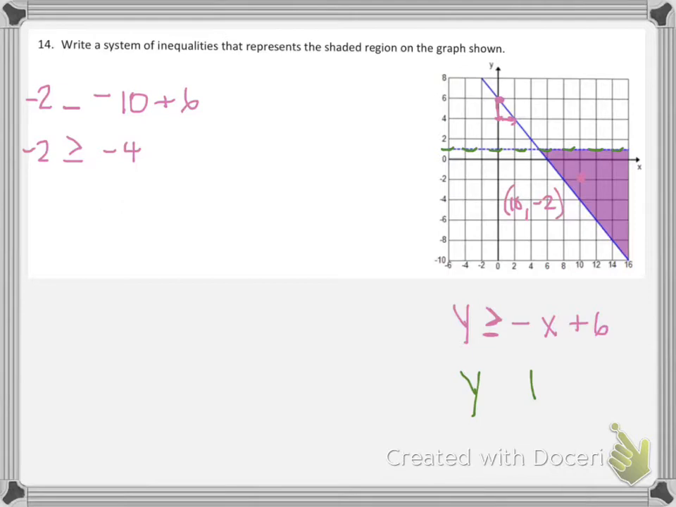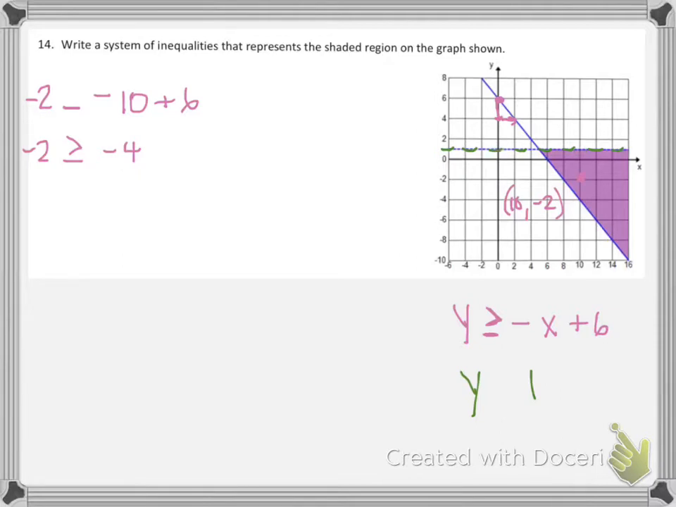If x is 0, y is 1. We got a point there. If x is 10, y is 1. We've got a point there. If x is 16, y is 1. It really doesn't matter what x is. So it's something like this. And then I just have to think about what is my line.